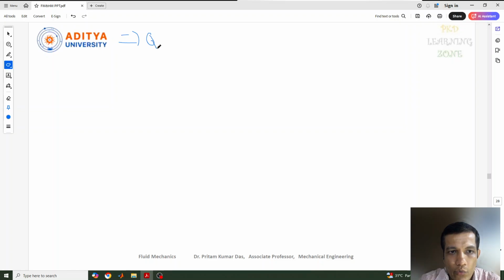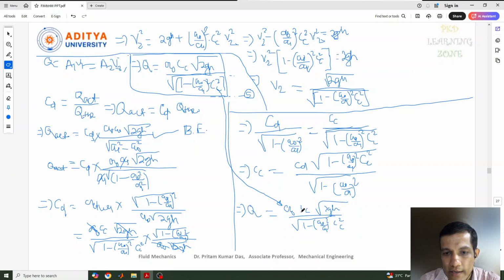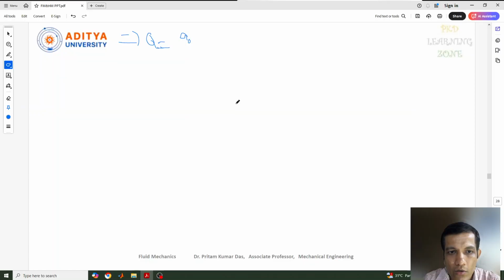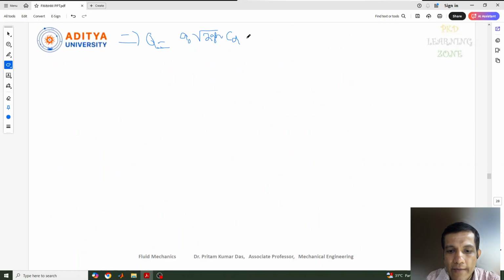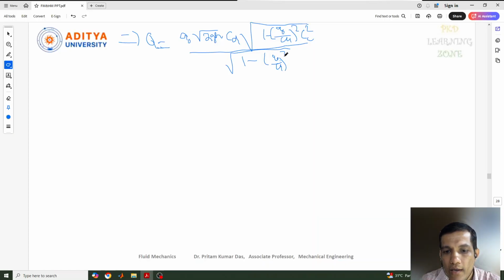Let's start here. Q equal to a naught root over 2gh. Then I'll put the value of Cc equal to Cd root over of this big one: 1 minus a naught by a1 squared, and here it is Cc squared, divided by root over of 1 minus, within bracket, 1 minus a naught divided by a1 squared, and this term will be there.